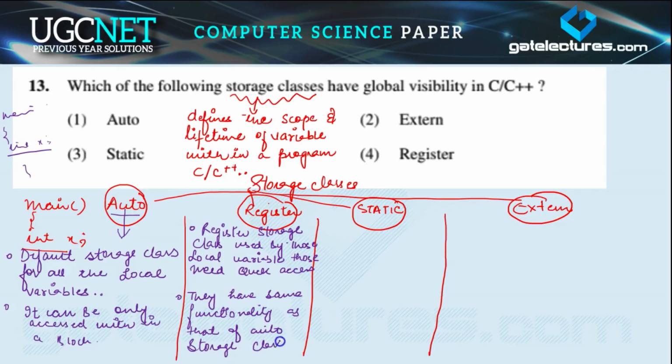Okay, now the next one is static and external. Now let's talk about the static first. So static storage class. This class is used to declare the static variable. This is your first point. Those variables which are static, those values are static, not going to change in the entire program. So there we are using this kind of static storage class.